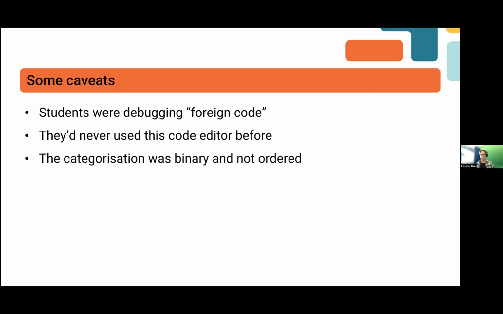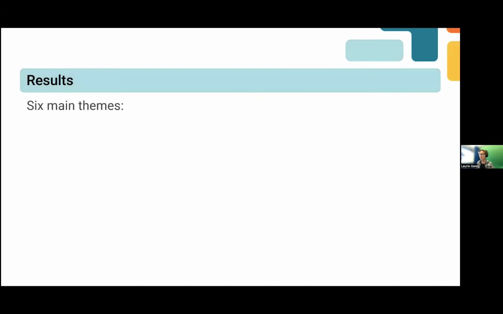And the categorization was binary. What I mean by that is that for each subcategory in the categorization, a student either exhibited a behavior or not. We didn't count how many times a student exhibited the same behavior. We thought that would just get too complex and hard to actually analyze reliably.